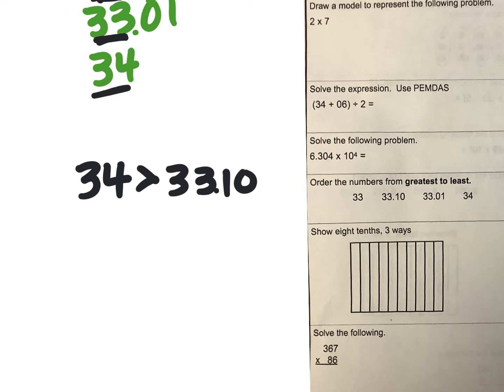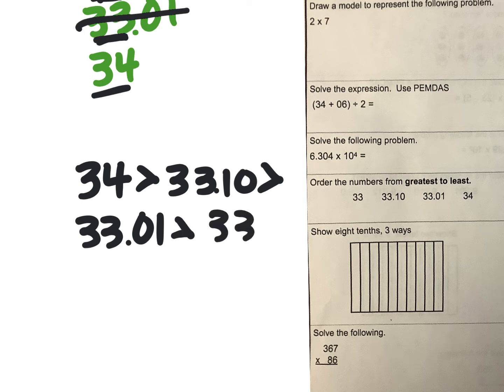So I'm going to move on to the next greatest value, which is going to be what, guys? 33 and 100. Very good. And my least value here is 33. So 34 is greater than 33 and 10 hundredths, which is greater than 33 and 1 hundredths, which is greater than 33. Okay. Any questions here? I noticed some of you came and wrote down a 1 under 34, showing that it was the greatest, a 2 under 33 and 10 hundredths, a 3 under 33 and 100, and a 4 under 33.